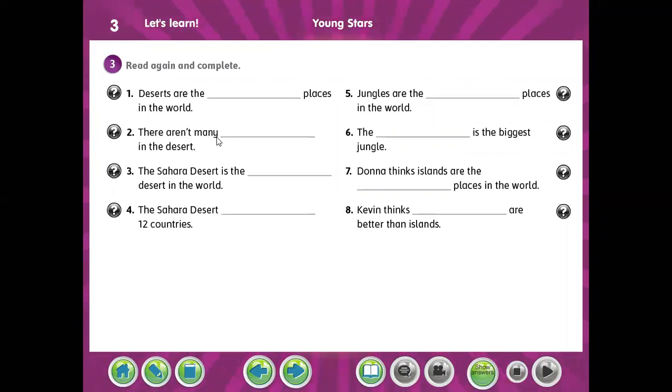Read, please. Read the story, please. Read the story and complete this, okay? If you have a question, raise your hand, okay? If you need help, raise your hand.